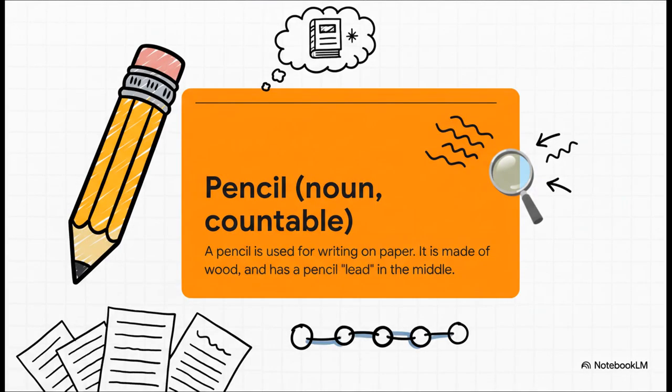Now, check out this definition. It tells us it's a countable noun, and then it explains what it is in the simplest terms you can imagine. A pencil is used for writing on paper. No complicated words, no jargon. It's just beautifully simple.